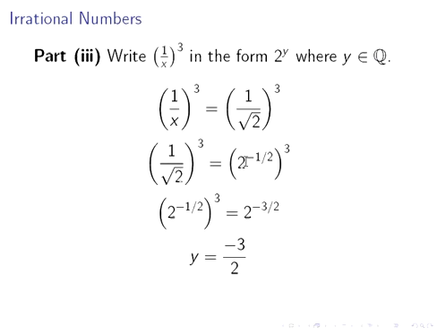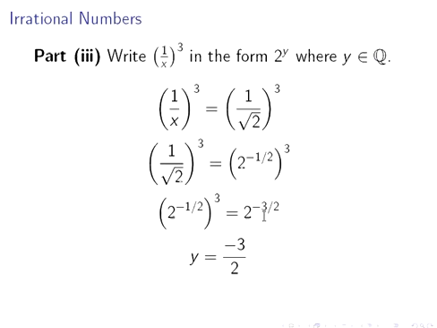So we have 2 to the power of minus a half, then we have to put that to the power of 3. So this is one of the power laws. So 2 to the power of minus a half, cubed, is simply 2 to the power of minus 3 over 2. That is the answer to the question: write 1 over x cubed in that form. So that's it in that form there.